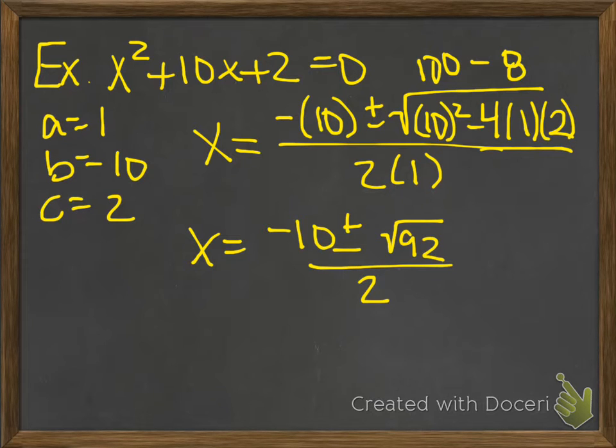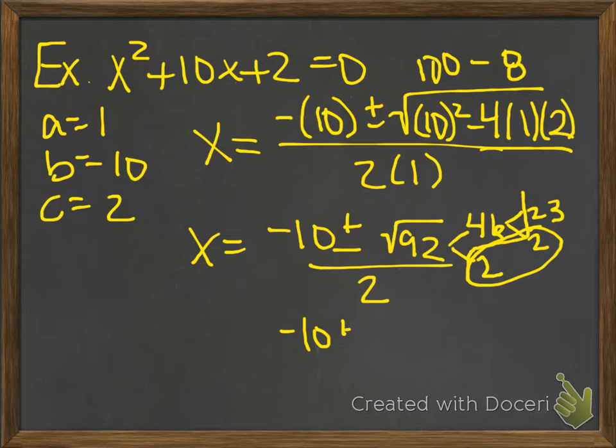Now I want y'all to simplify that radical. When you simplify that, 92 is 2 times 46. 46 can be further simplified to 2 and 23. 23 is a prime number. So I've got a pair of what? A pair of 2s. That would go on the outside. What's left over stays inside. So I would end up with negative 10 plus and minus 2 square root of 23, all of that over 2.